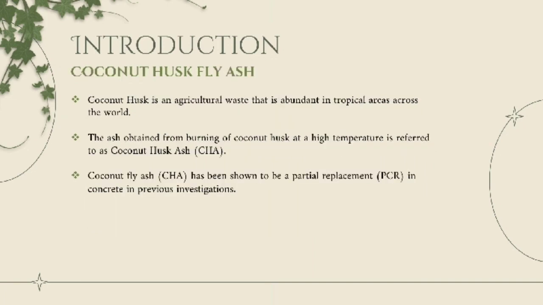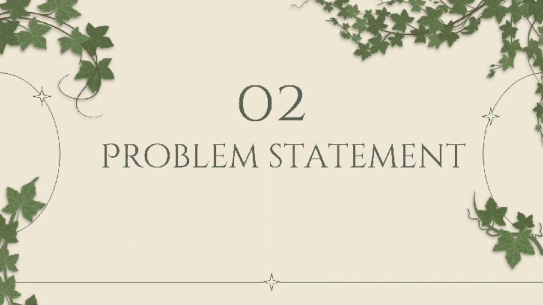Coconut husk fly ash. Coconut husk is an agricultural waste that is abundant in tropical areas across the world. Coconut is known as the tree of life by certain tropical cultures because the flesh and milk of the nut provide food and drink. The tree's trunk provides attractive and long-lasting timber for their homes. Coconut husks could also be used to make floor mats and garments. In addition, coconut fly ash has been shown to be a partial replacement in concrete in previous investigations.